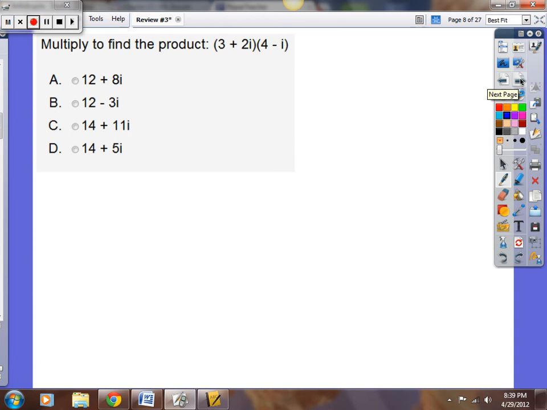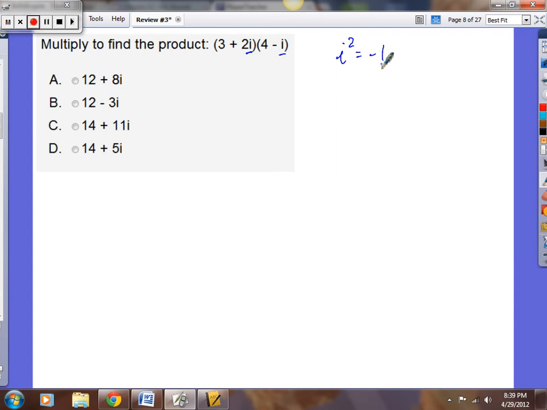Multiply to find the product. Okay, i is imaginary numbers. All you need to know is i squared is negative 1. i is equal to the square root of negative 1. Distributive property: 3 times 4 is 12. 3 times negative i is negative 3i. 2i times 4 is 8i. And 2i times negative i is negative 2i squared.